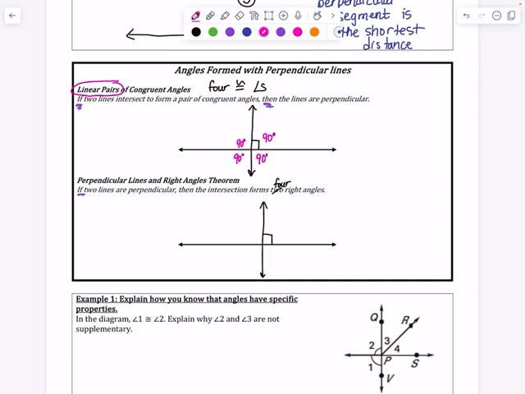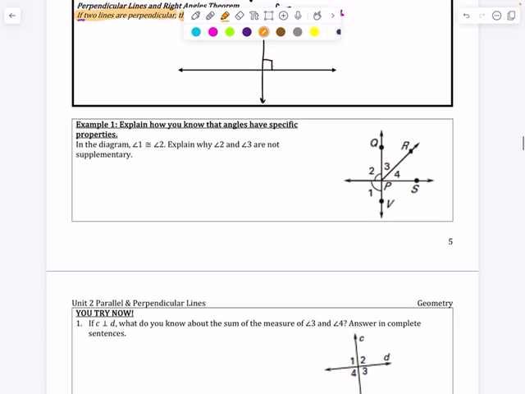So these two are very similar concepts. They're just phrased in opposite ways. If I highlight that: if two lines intersect to form a pair of congruent angles, then the lines are perpendicular, versus we start off with if 2 lines are perpendicular, then the intersection forms 4 right angles. So really all you need to know is if 2 lines intersect to form right angles, then those 2 lines are perpendicular.